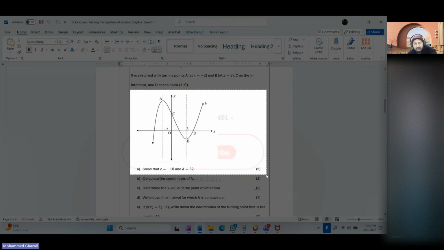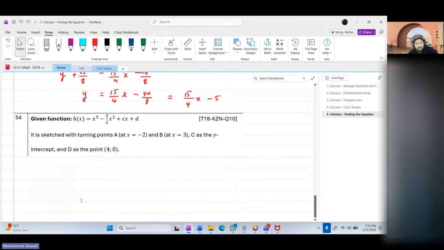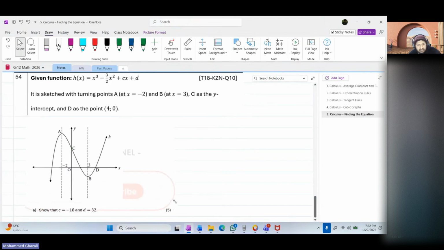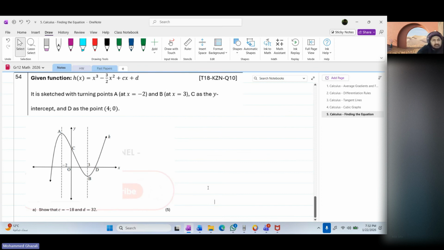So question number 1, see, question number 1 is 5 marks, right? Now, how are we going to solve a 5-mark question like this? Show that c is equal to negative 18 and d is equal to 32. Now, how we show that is you have to read the story, okay? And look at the information that's given in the story. So this cubic function h of x is sketched with turning points at a, which is x equals negative 2. So x equals negative 2 is the turning point. At a, we don't know what the y value is.